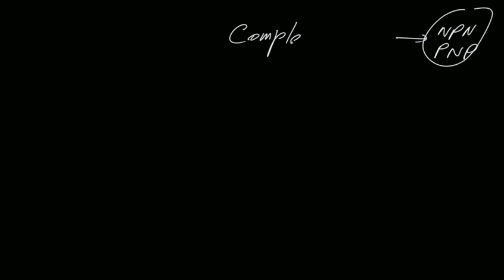The way we build this is simply by taking a pair of transistors. One is an NPN transistor, the other is a PNP transistor. This pair of transistors is very often known as a complementary pair.